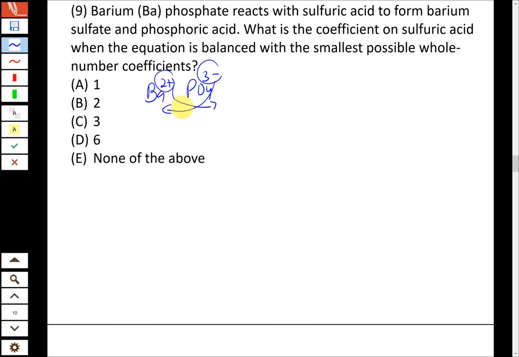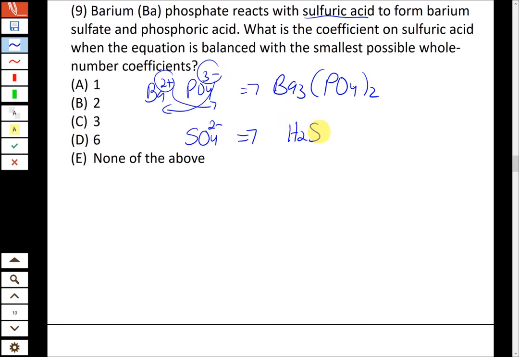The 2 plus cation and 3 minus anion combine, and the correct formula would be Ba3 and then PO4 taken twice. So barium phosphate would have that formula to balance the charge of the 2 plus cation and 3 minus anion. And then the other reactant is going to be sulfuric acid. Sulfuric acid is the acid that comes from sulfate, which is SO4 2-, and the acid for that would be H2SO4. Remember that for acids, however many negative charges we have in the anion, we use hydrogen to balance out that negative charge. So it's H2SO4. Those are the two reactants, barium phosphate and sulfuric acid.